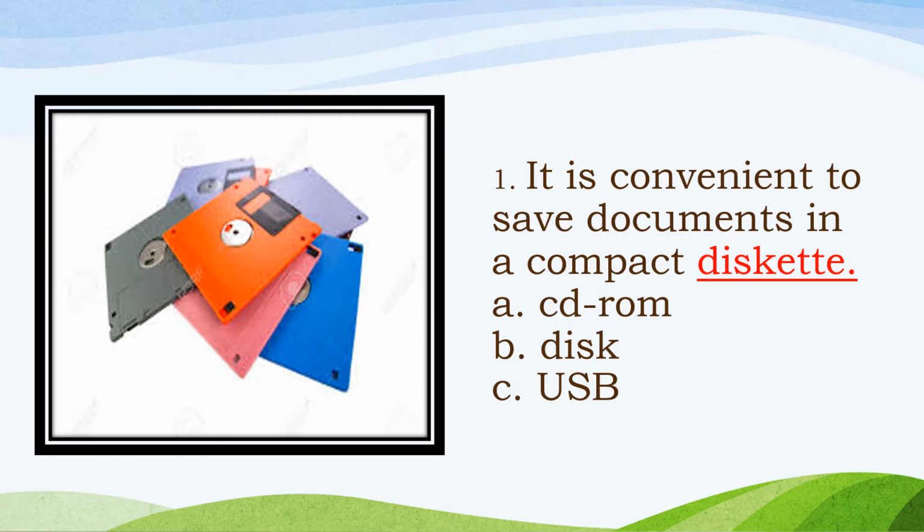Okay, so what is the shortened form of diskette? Is it A, CD-ROM, B, disk, or C, USB? Okay, so if your answer is disk, then your answer is correct.